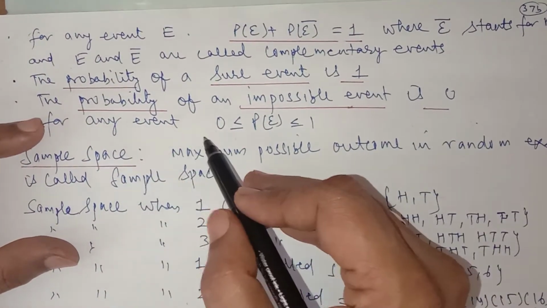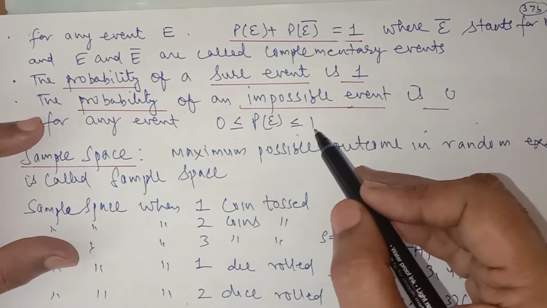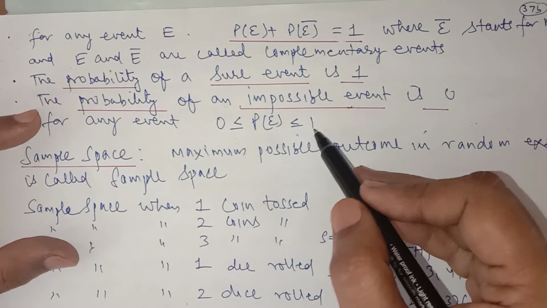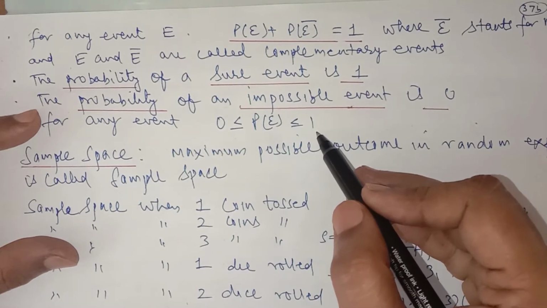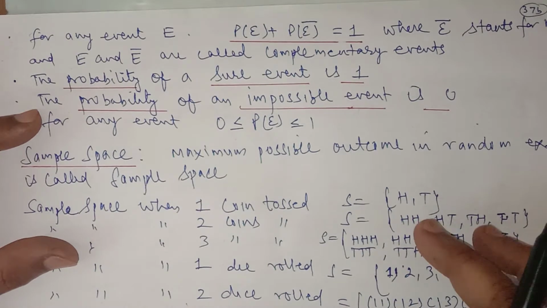Now, the probability of any event is always greater than or equal to 0 and less than or equal to 1. Less than or equal to 1 means the maximum probability is only 1 and the minimum is 0, that is, it cannot be more than 1 or negative.